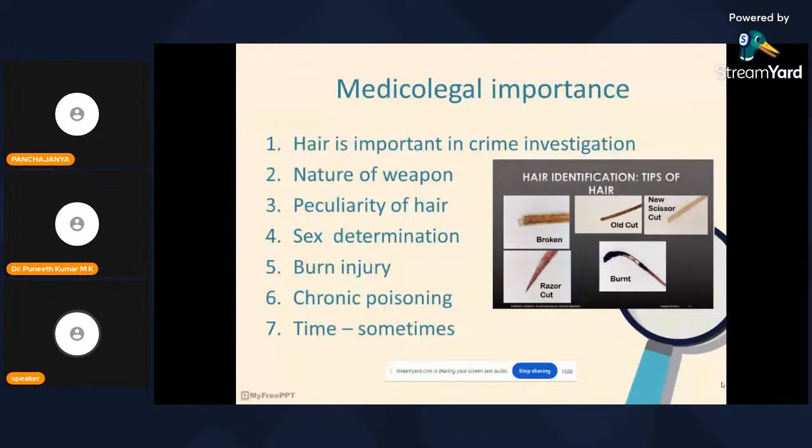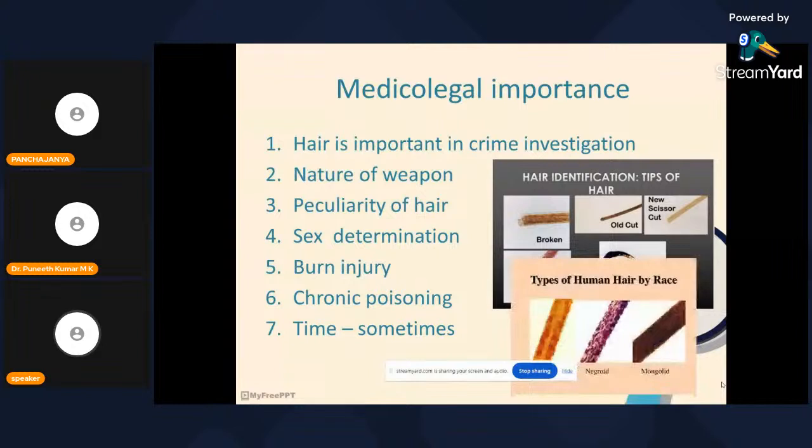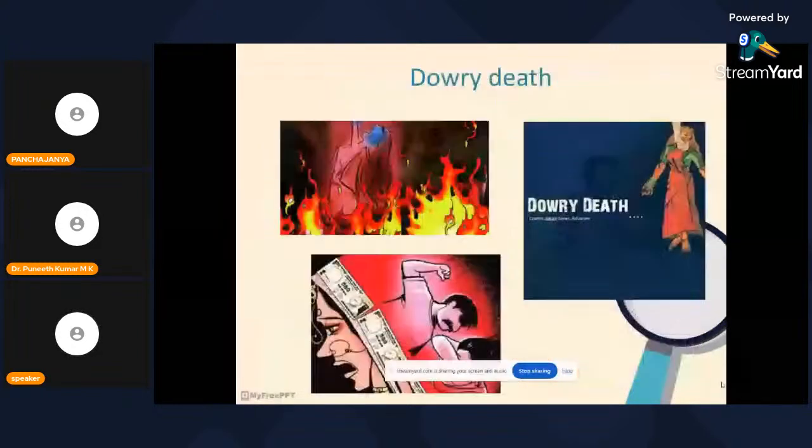Time, sometimes we can estimate hair of different races and the weapon used. And dowry death, the next topic.